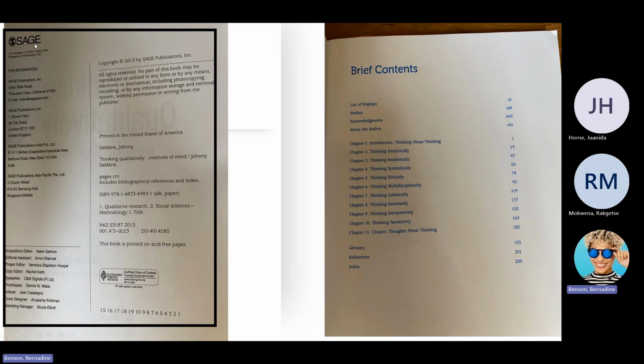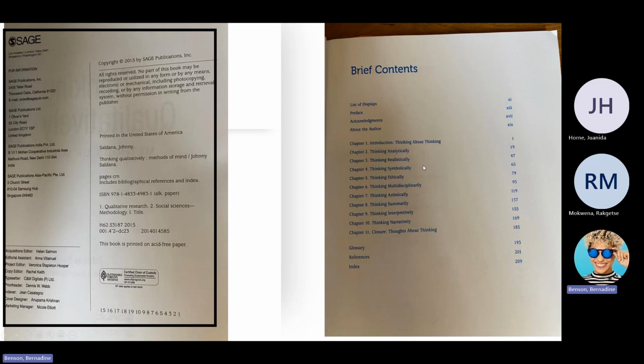The publisher is simple, it's Sage. But now we see there's Los Angeles, London, New Delhi, Singapore, Washington, DC. Rule of thumb is take the first place. Los Angeles, colon, space, and then Sage. Not Sage Publications, just Sage, and full stop.